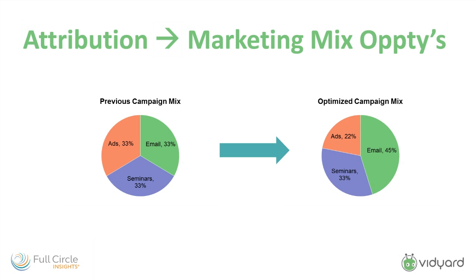So, depicted pretty simply here, you've got some sort of campaign mix that you've done before, and you can optimize that to shift the pie chart and the slices of the pie, sometimes incrementally and sometimes very dramatically. We know of companies who have eliminated certain channels using attribution because it just wasn't impacting revenue.